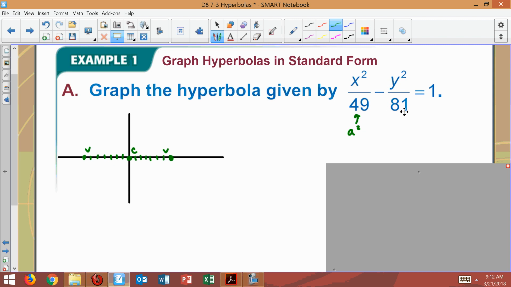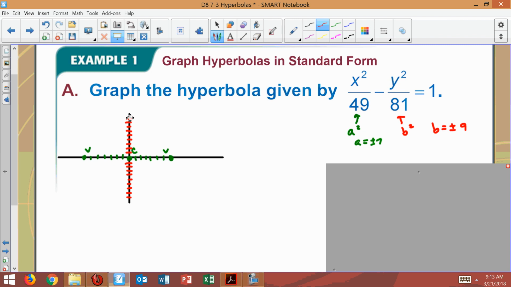Now, I would go up and down 9 units. We're going to treat this as our b squared, and so b is going to be plus or minus 9. And you can write over here that a was plus or minus 7. So for b, we'd go up 9 units: 1, 2, 3, 4, 5, 6, 7, 8, and 9. And we'll do the same over here: 1, 2, 3, 4, 5, 6, 7, 8, and 9.